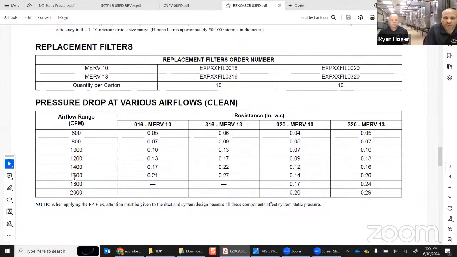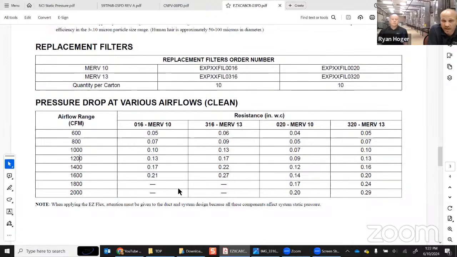If we went up to a larger airflow, 1600 CFM, 0.06 is my difference. And if you go larger than that, you see the dashed line. You're not supposed to be using that filter on that particular airflow range. So there is a difference in MERV rating. The lower the MERV rating, usually the lower the pressure drop. This is not always true, though. It depends on how the filter manufacturer is getting the MERV rating.